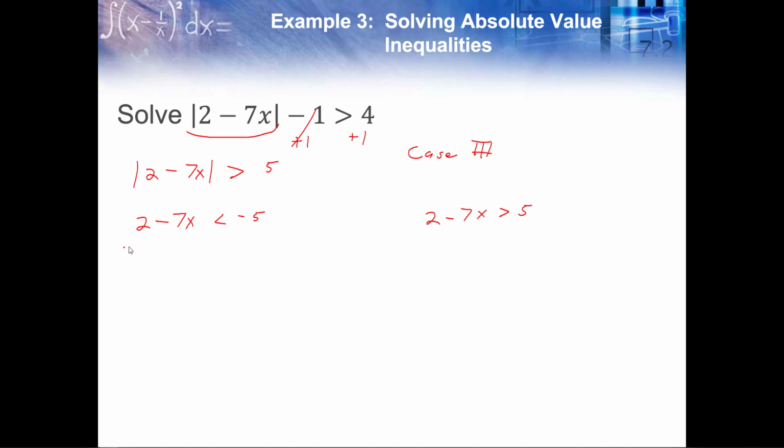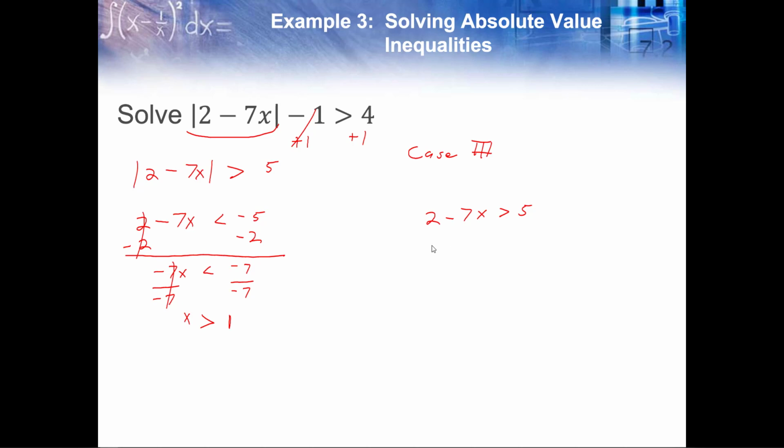The first thing we want to do is subtract 2 from both sides. So -2 here, -2 here, working on this one. These cancel. We will have -7x is strictly less than -7. Okay, so now we are going to divide both sides by -7. Since I am dividing by a negative number, I need to flip the direction of the inequality. So now it's going to be positive. These will cancel. I am left with x, and then -7 divided by -7 is 1, so I'm going to have x is greater than 1.